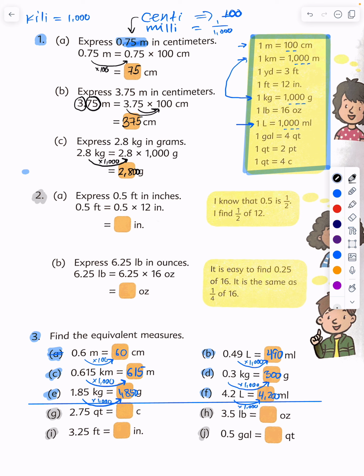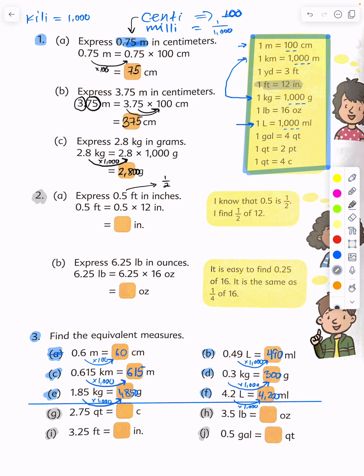So let's start with the top. Let me clean this up. Express, again, the word express means translate, convert, okay? Figure it out. 0.5 feet. My friends, I hope you recognize 0.5 is 1/2 a foot. And if 1 foot, where are the units of measurements? Let's refer to a table.